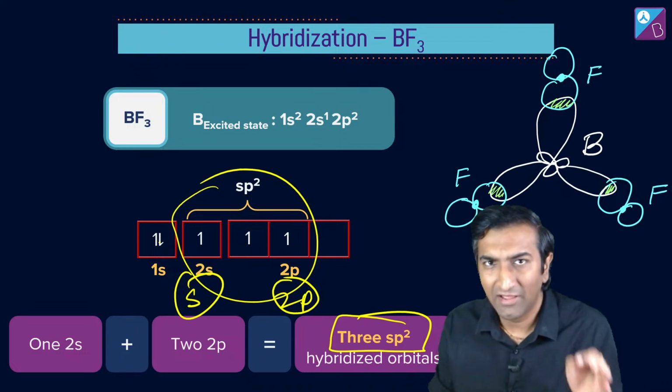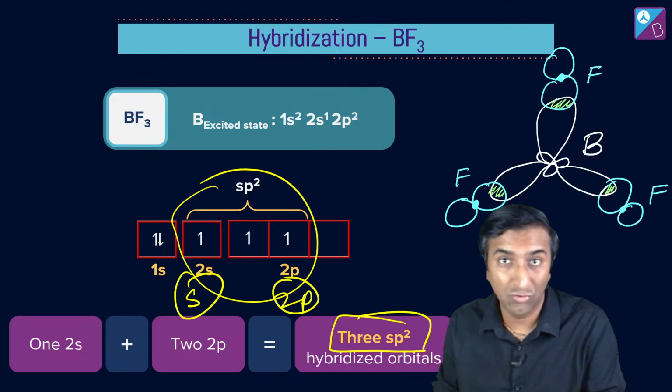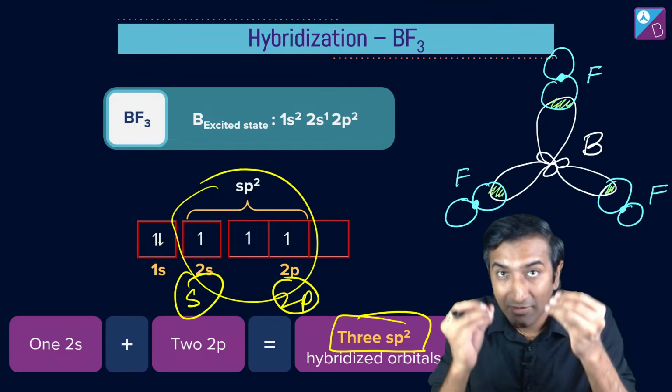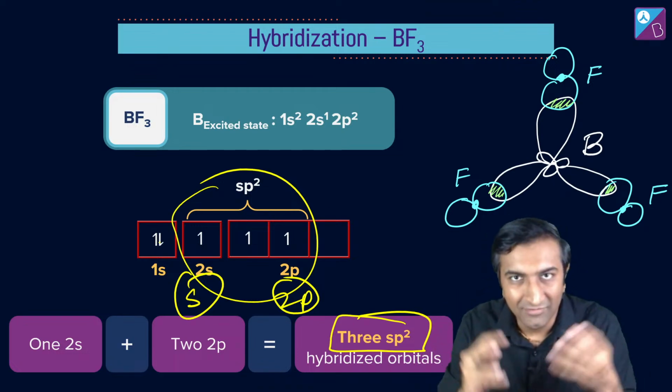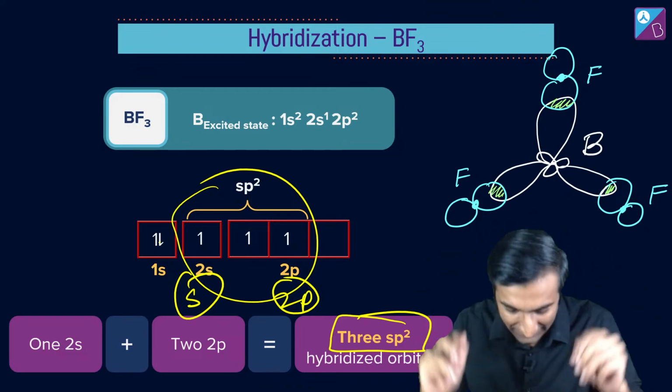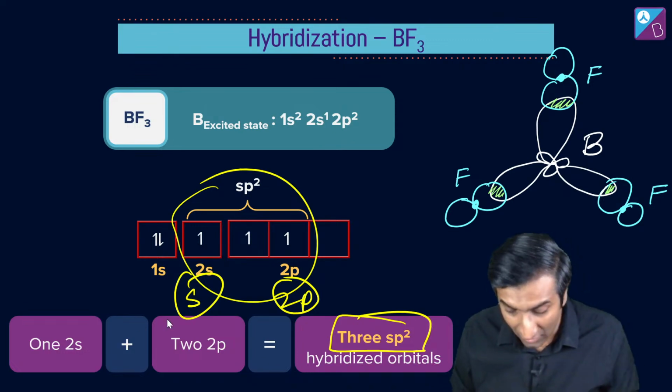Is all this clear? If one s and 2 p are combining, you get 3 sp2, sorry. Total number is 3, right? So 3 sp2, right? That's it. Now look at this.